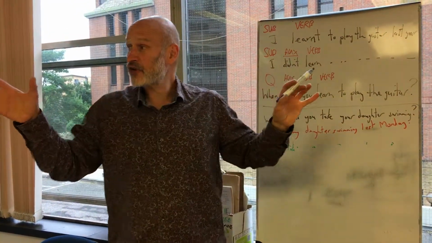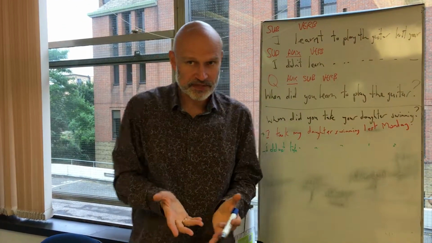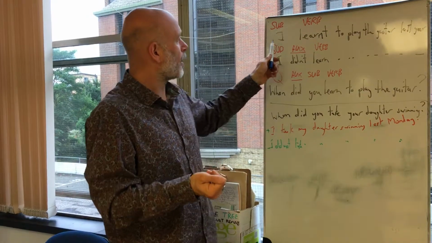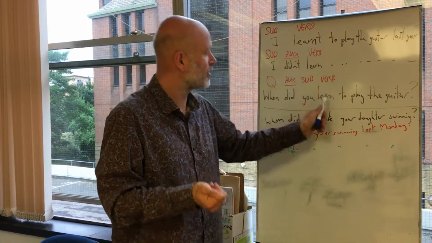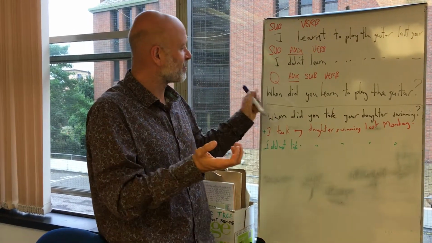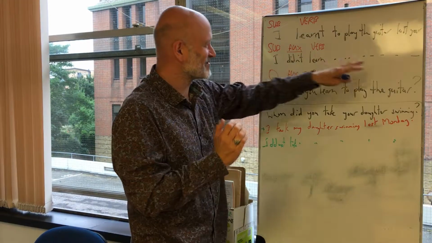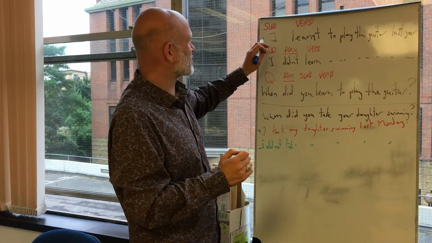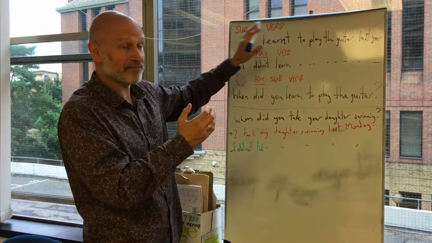This subject-verb thing stays the same with all other verbs. So here we use the word learn. I learned to play the guitar. I didn't learn to play the guitar. When did you learn to play the guitar? You can see that the subject and the verb are always in the same place.